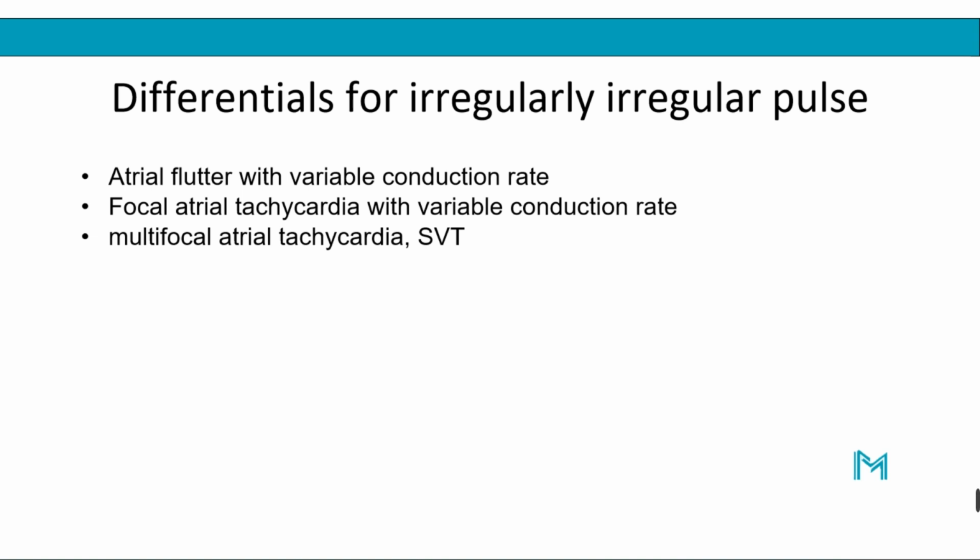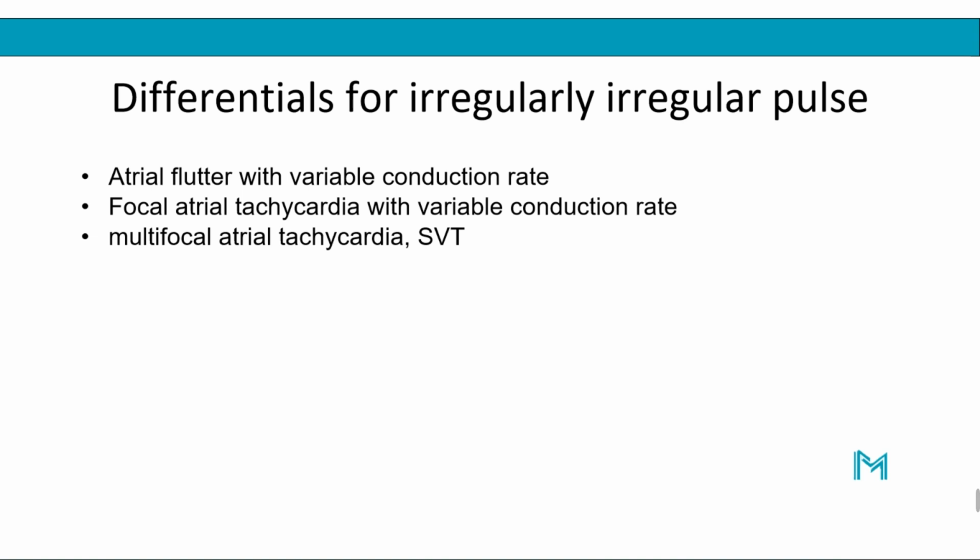Atrial flutter with a variable conduction rate is a good differential diagnosis for somebody with an irregular pulse. It means that atrial fibrillation is not the only condition that can cause an irregular pulse. What does variable conduction mean? In atrial flutter, the origin of the impulse causing the arrhythmia is somewhere in the atrium, and it travels down to the ventricle through the AV node. Sometimes some of the conduction through the AV node is blocked, so you have variable conduction.